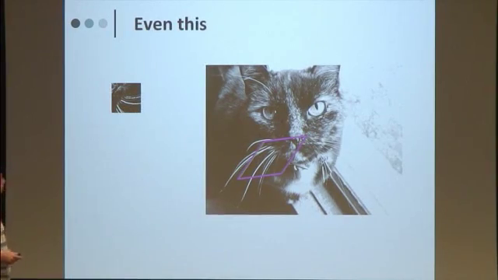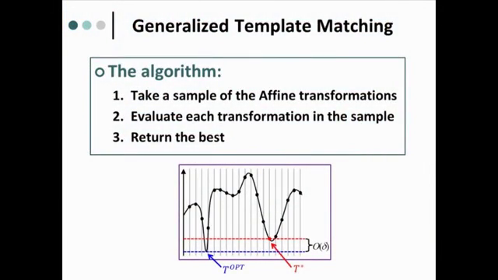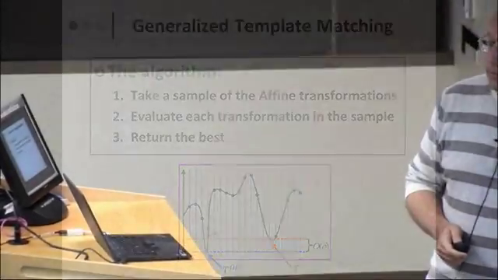And just a couple of slides on how this works. So we thought long and hard on how to solve the problem, and this is the algorithm we came up with. All you have to do is sample the space of all 2D affine transformations, evaluate each one of them, and return the best. And all the paper really does is formally prove why this is the right thing to do, and a lot of experiments to validate that the assumptions that we're making hold in practice.